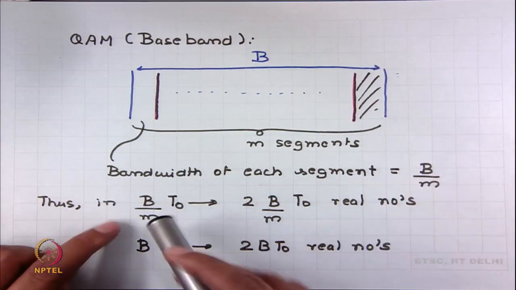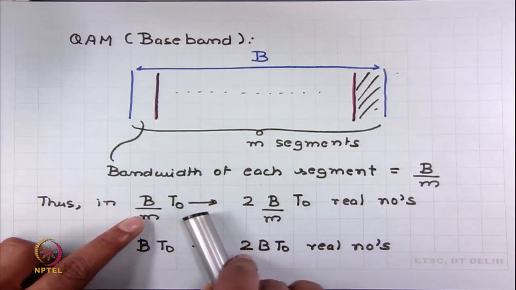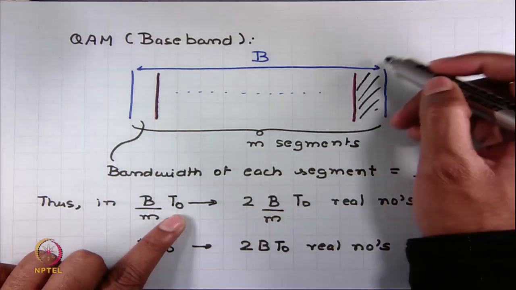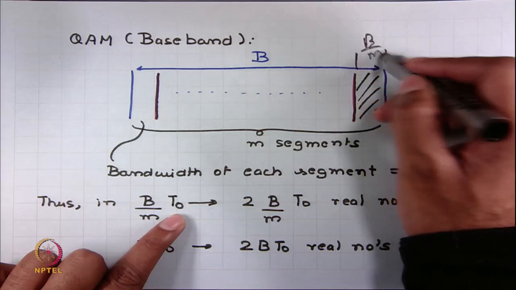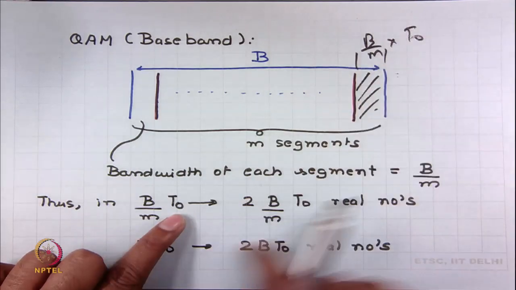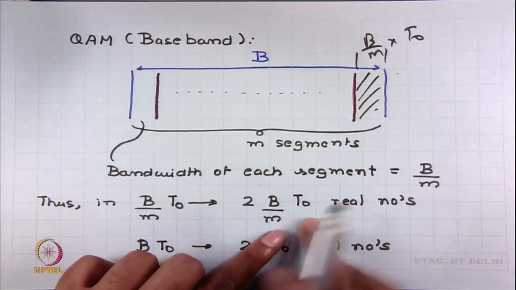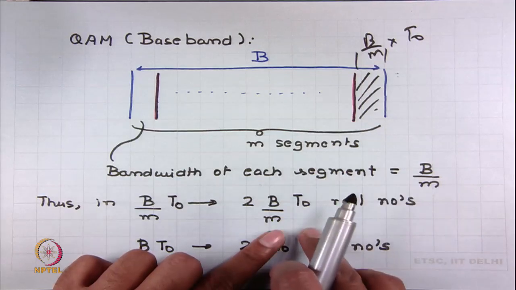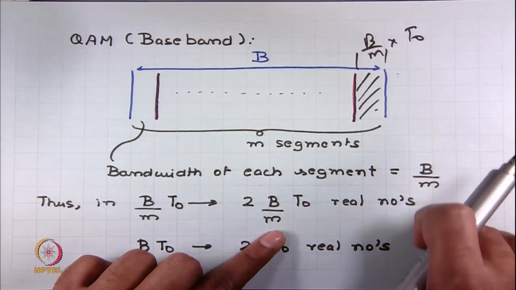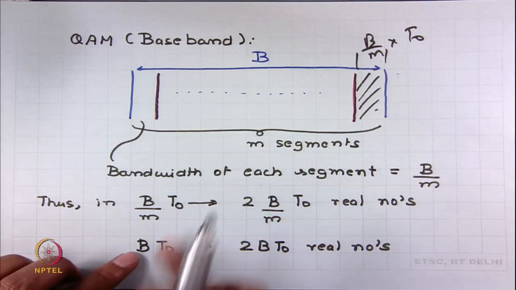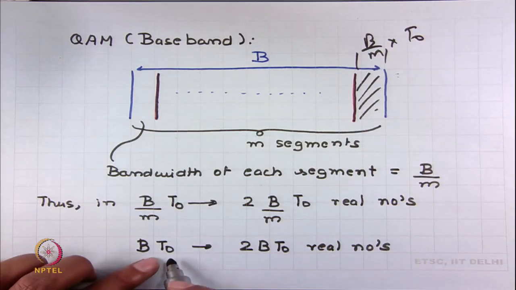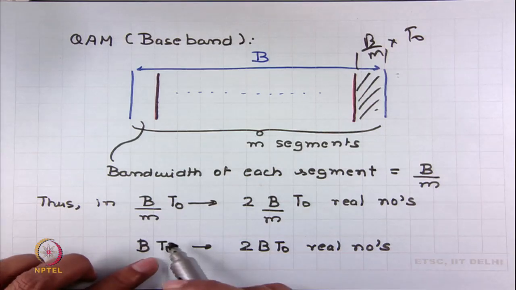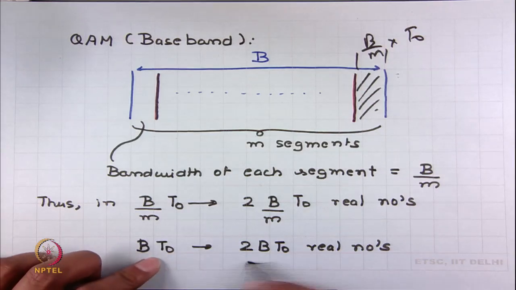The bandwidth of each segment is B by M, and we consider the time bandwidth product of B by M times T0. So, if the bandwidth of one segment is B by M and the total duration is T0, I can have 2 B by M times T0 real numbers or real degrees of freedom. Thus, by using the same idea, if I consider the time bandwidth product of the signal as B T0, I can have 2 B T0 real numbers or 2 B T0 real degrees of freedom.